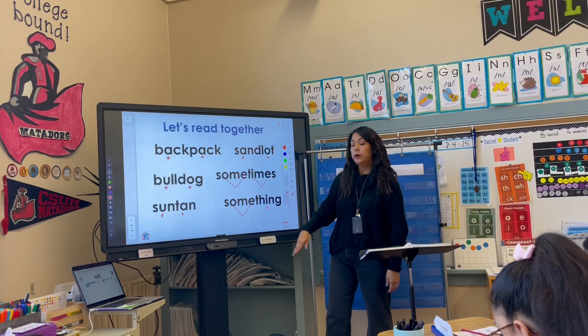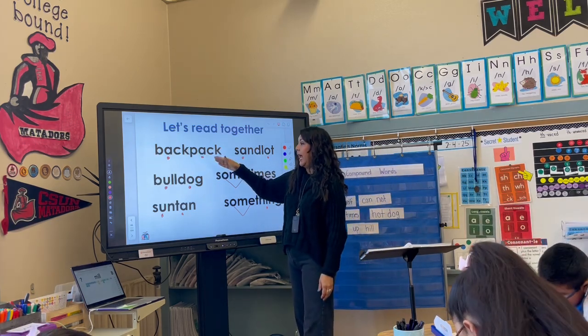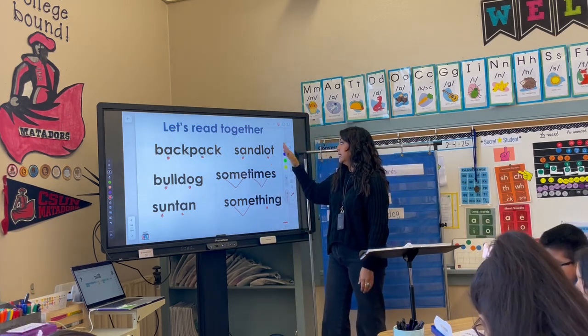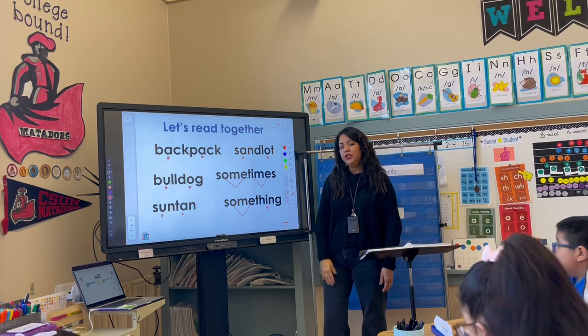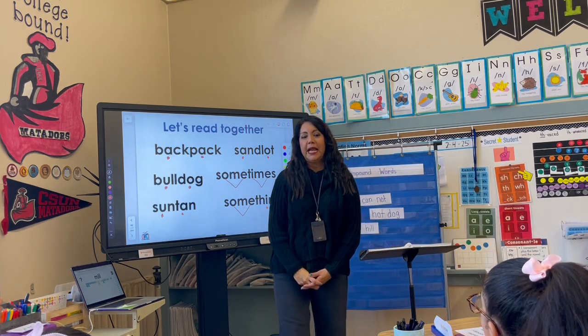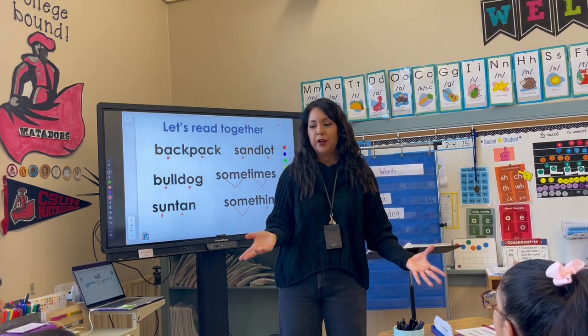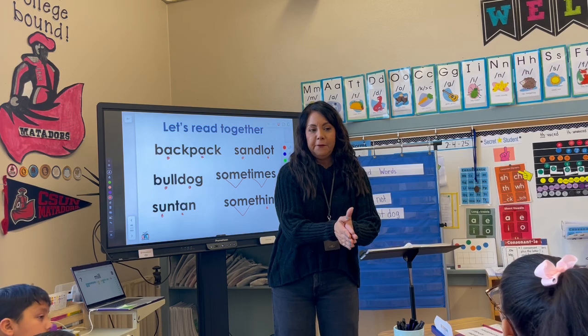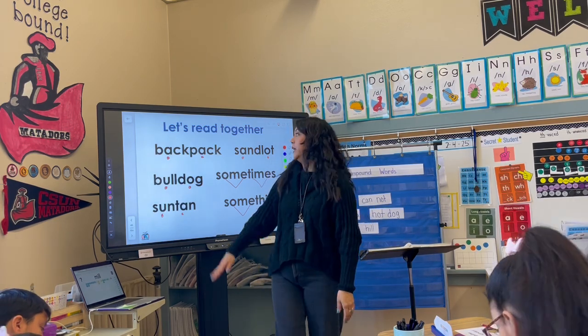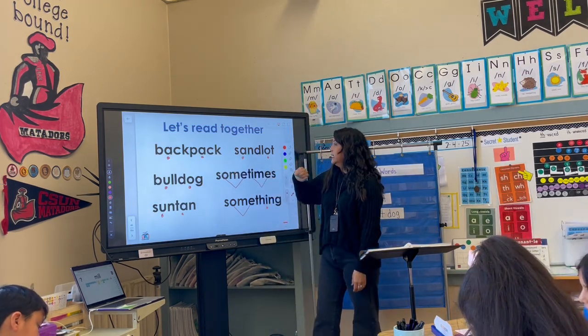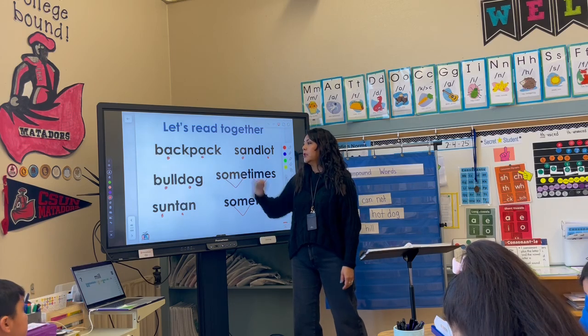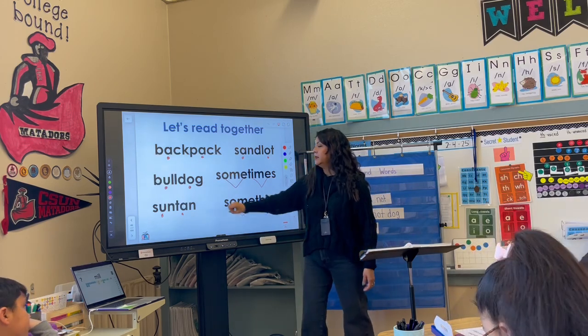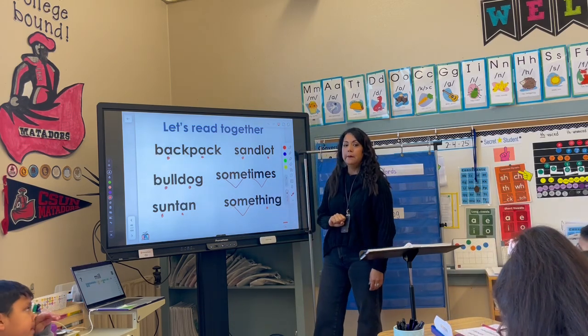Let's go ahead and read all of our words. You guys ready? Here we go. Backpack, sand lot. Ooh, Miss Campos should not be reading it this way because I'm reading it as if it's 2 separate words. But we should read it as if it is one word. Ready? Here we go. Backpack, sandlot, bulldog, sometimes, suntan, something.